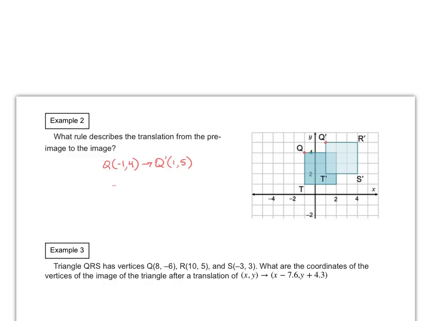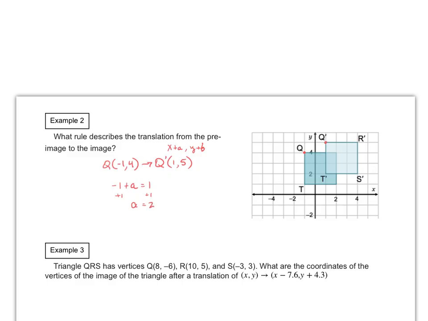I could do this mathematically. I could say my x values, remember this is x plus a, some value, and this is y plus b. I could say negative 1 plus some value is equal to 1. As I traveled from this point to this point, what happened? To figure out what that is, I just add 1 to both sides to get my a by itself, and a equals 2.